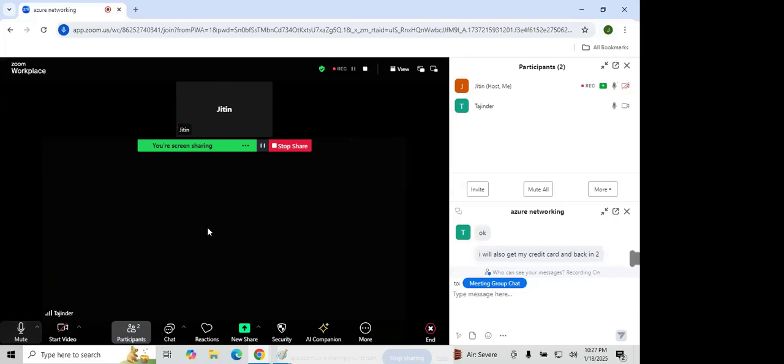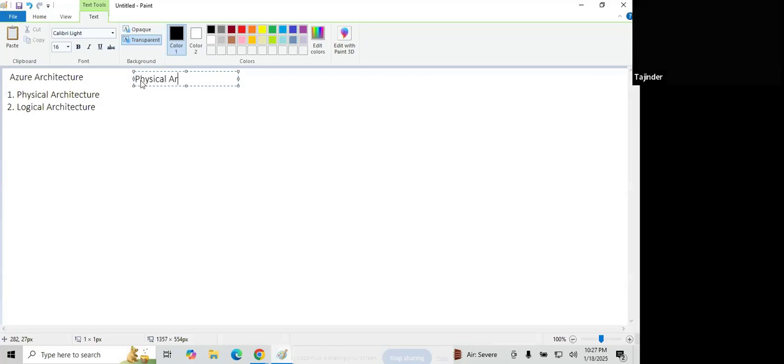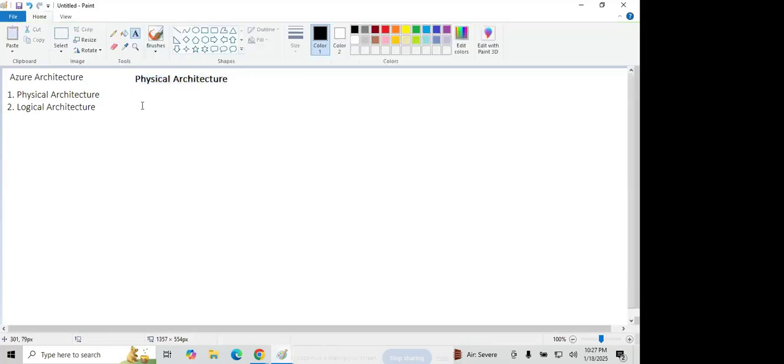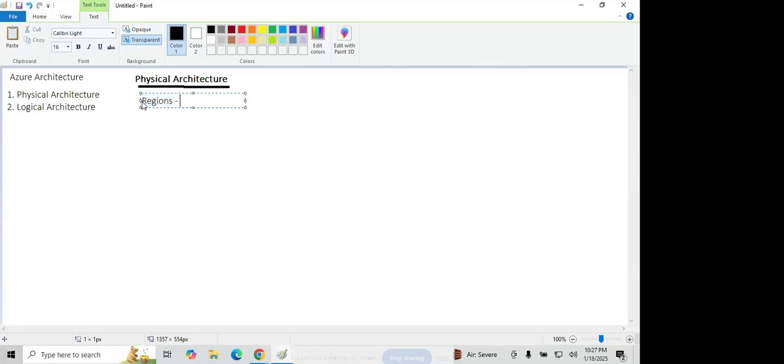Okay, let's proceed. We're talking about the architectures. What we discussed is that we have two types of architectures: physical architecture and logical architecture. Let's talk about the physical architecture first. In physical architecture, at the very top, we have something called regions. In total, we have 60 plus regions, and they are providing services across more than 140 countries.